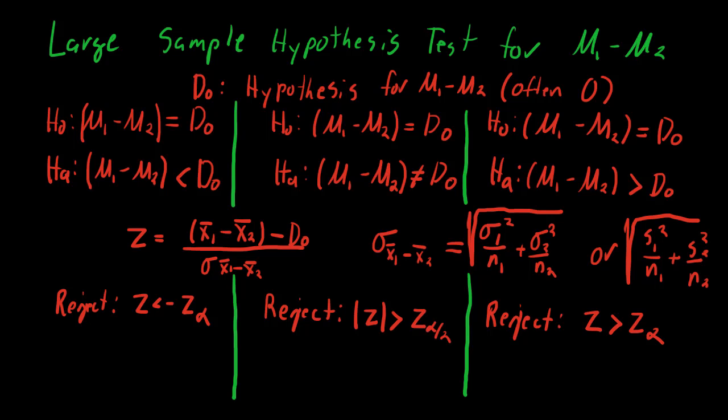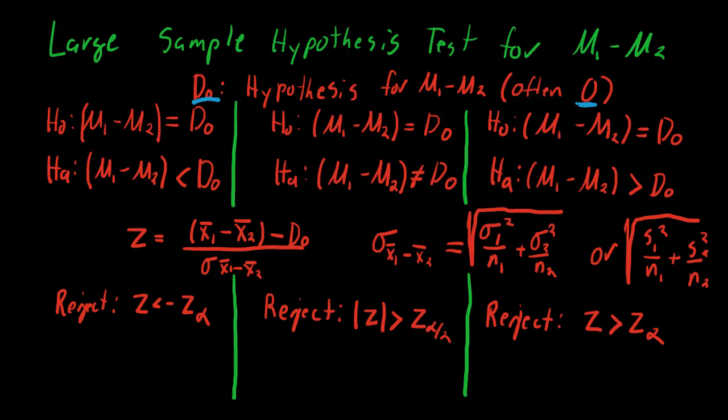In this video, we're going to cover the basic form for a hypothesis test for testing mu1 minus mu2 for a large sample. The basis for this is our d0 value, where d0 is the hypothesized value for our mu1 minus mu2 value, and this is often just set to 0. So if we want to see if there's no difference between the mu1 and mu2 values.